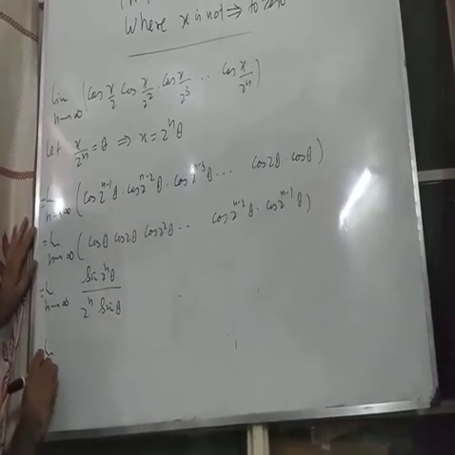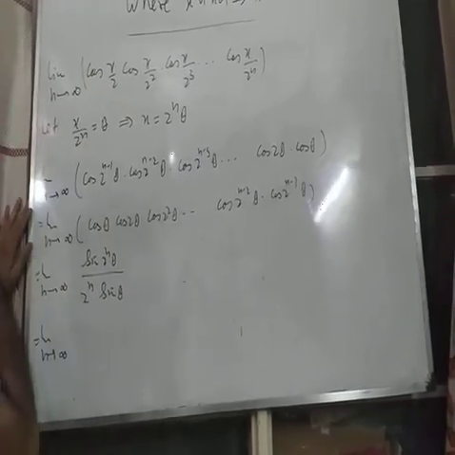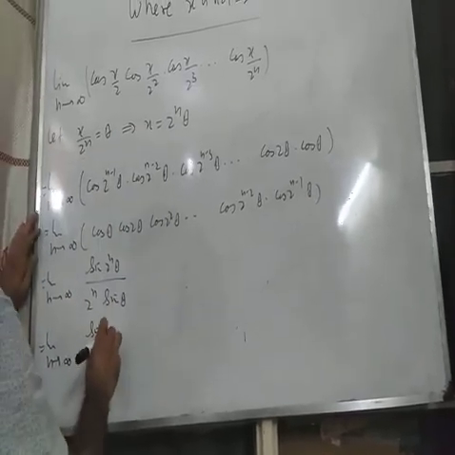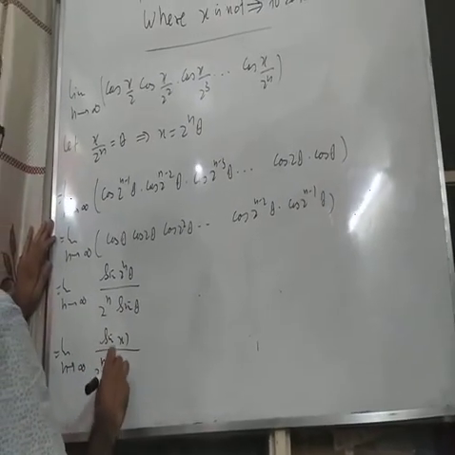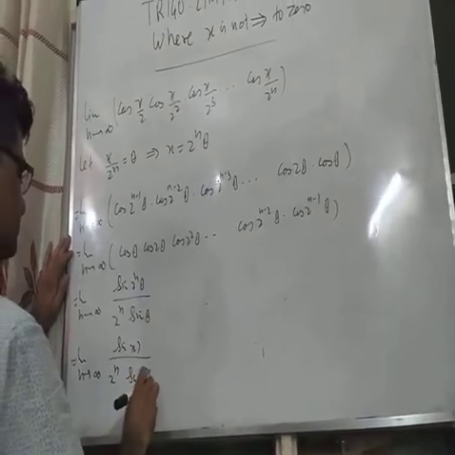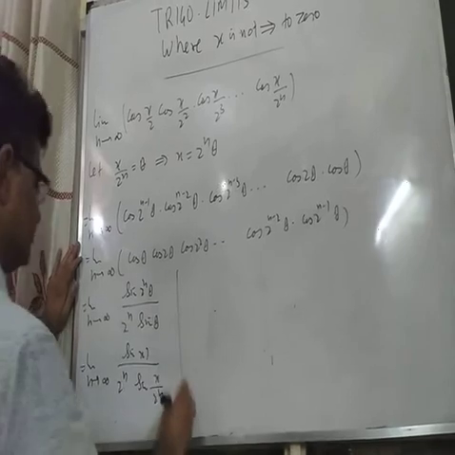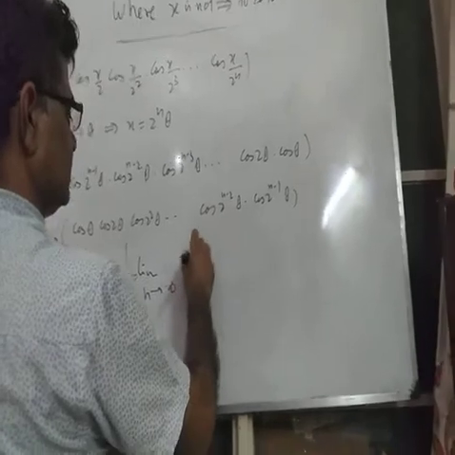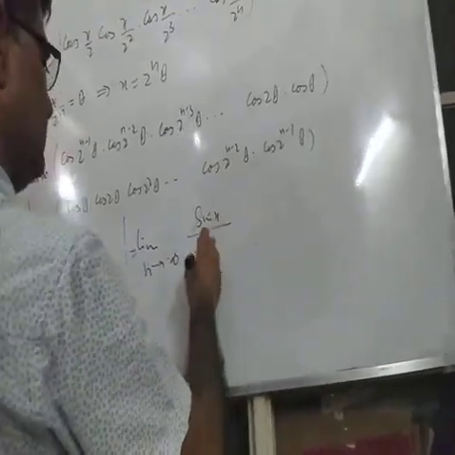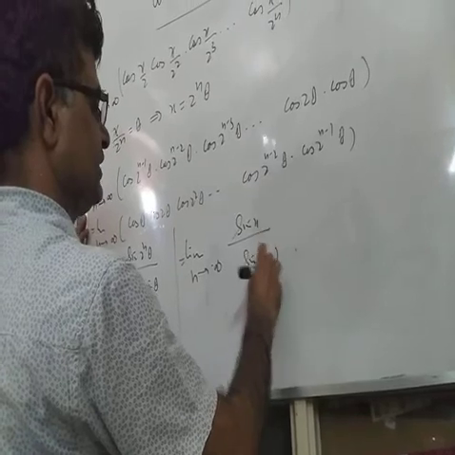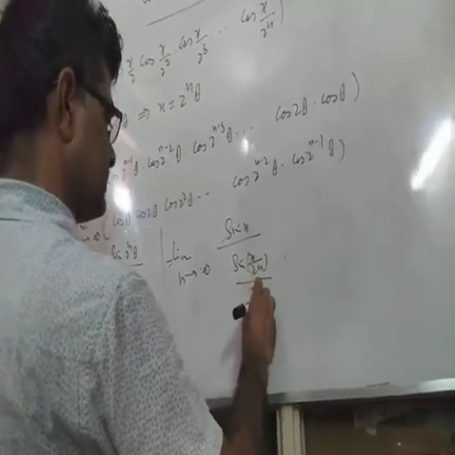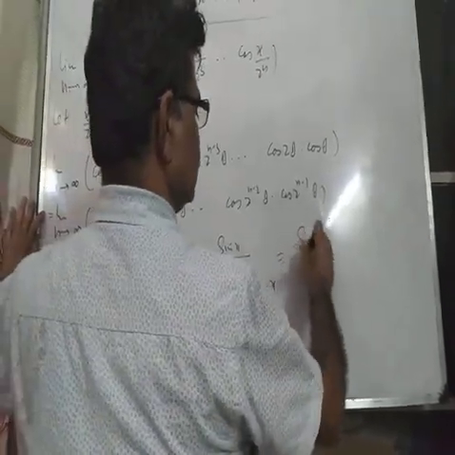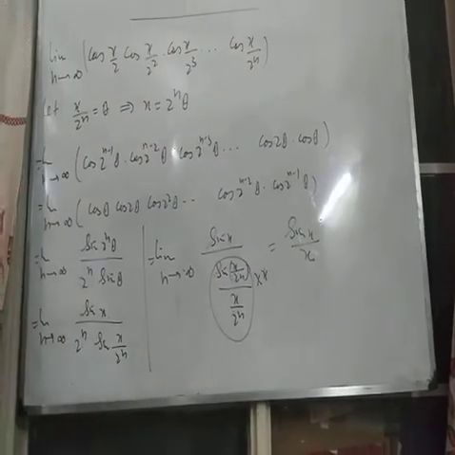So now we can solve. Limit n tends to infinity, sine 2 to the power n theta we are taking as sin x, and sine theta means sin of x upon 2 to the power n. So further we are writing limit n tends to infinity, sin x upon sin of x upon 2 to the power n upon x upon 2 to the power n, multiplied by x. So you can see that this will become 1. So the answer will be equal to sin x upon x.